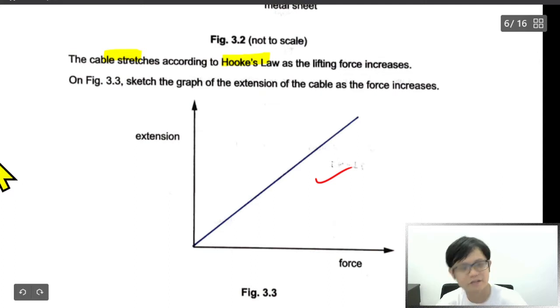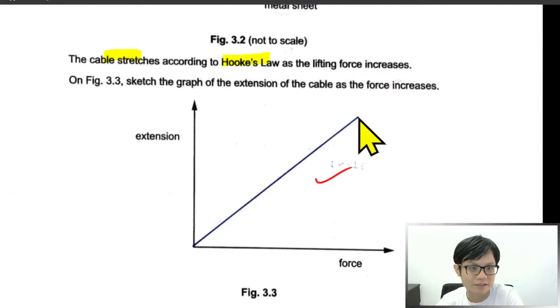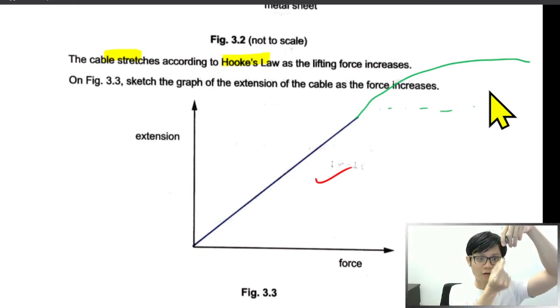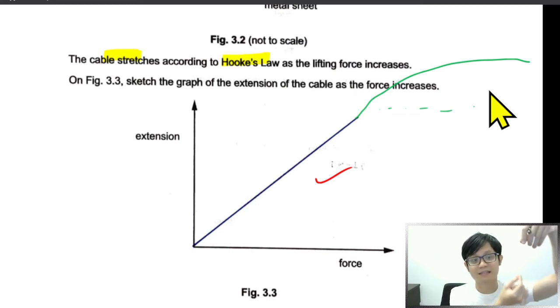Okay, there's something like this. After it passes the elastic limit, it will be something like this. Usually it's like this, because it has passed its elastic limit. Like the spring, usually according to Hooke's law, after you pull, it will go back to its original length. But once you go over the elastic limit, it tends not to follow Hooke's law. There is a limit, and the spring could not return to its original position because it's already past the elastic limit.